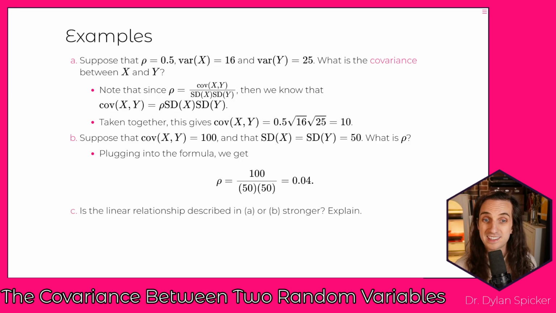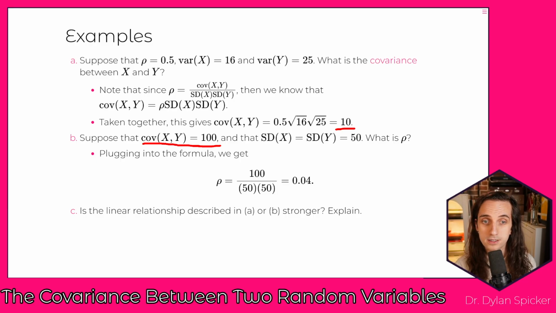For part C, is the linear relationship that is described in A or B stronger, and why? Okay, and so the important thing for us to think about here is that if we looked at the covariance of both of them, the covariance in A is 10 and in B is 100. If we're just looking at the covariance, it's going to seem like the covariance from part B is larger, so that's perhaps implying a stronger relationship.